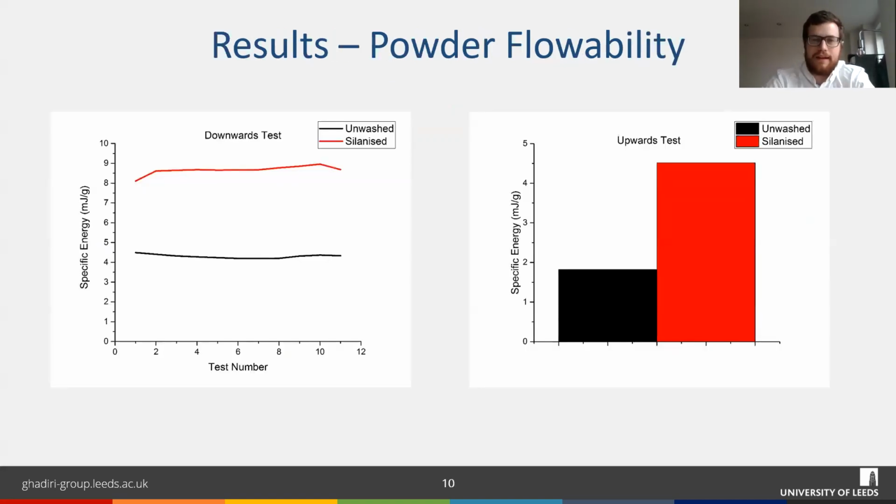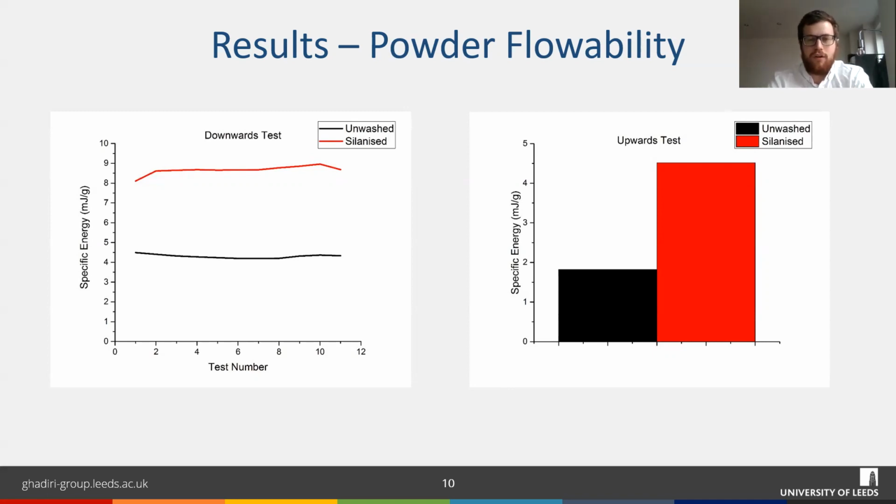So onto the results from the FT4 powder rheometer. So we have both the unwashed and the silanized. Unfortunately, we've not yet been able to accurately characterize the acid wash glass beads. We've seen quite a lot of variation in these. So we're not too sure quite yet what's going on there, but we're looking at doing some different techniques such as AFM and XPS to try and get an idea of what's happening on the surface, to see what's happening with the acid wash glass beads and why we're getting such variation in the powder flowability tests.